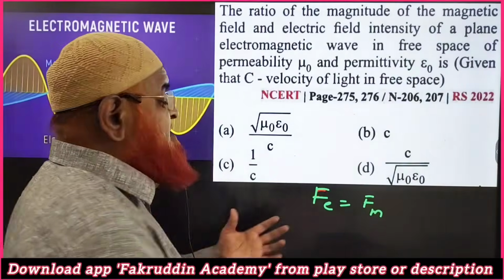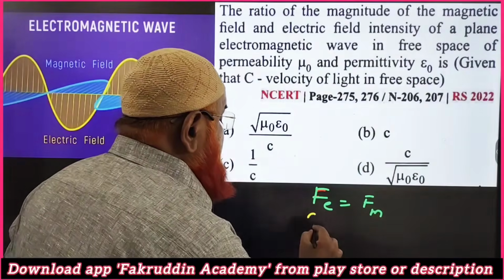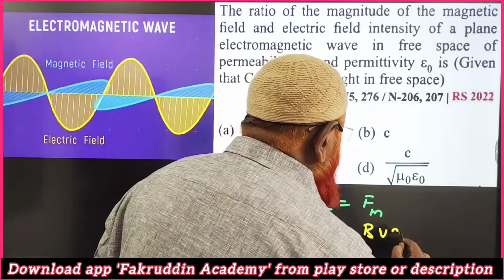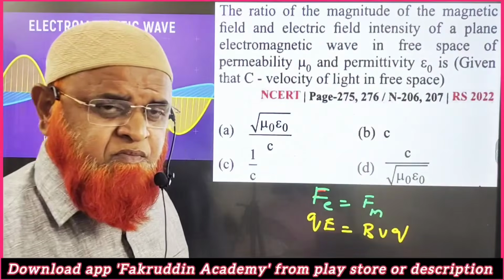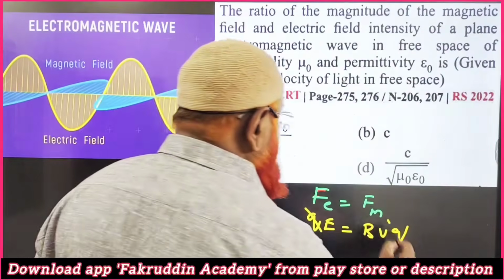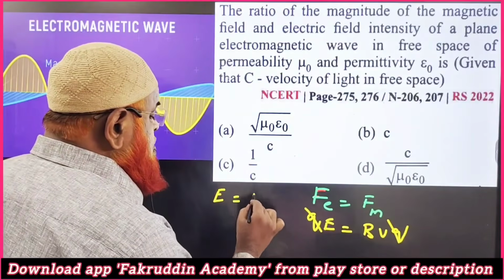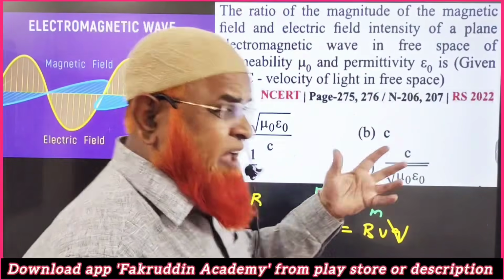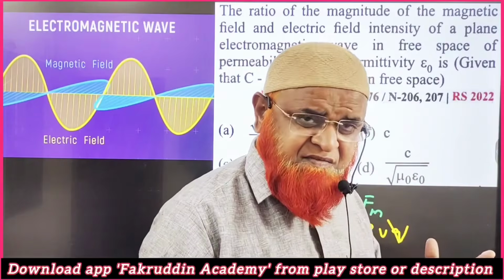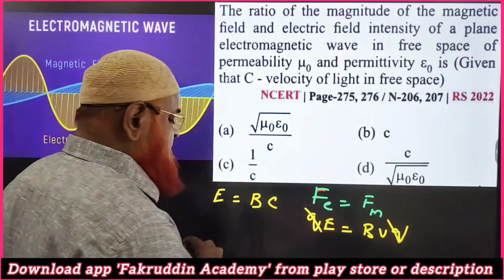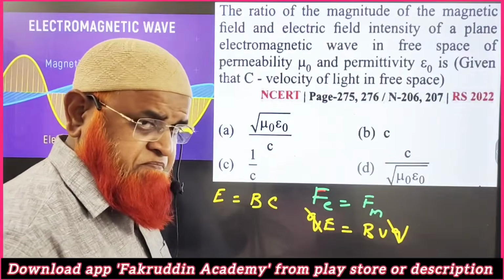Then what is going to happen? Let us see. Force due to electric field is given by QE. Force due to magnetic field is BVQ. Then charge gets cancelled here. What is left? E is equal to B into V. But it is a wave having velocity of light, not V. You can consider it as C. E is equal to BC.